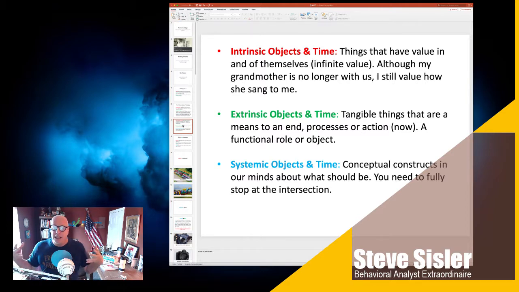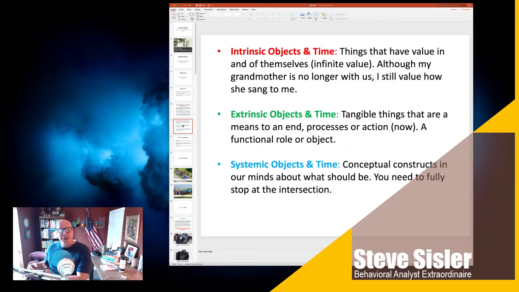Systemic objects in time. Okay, thinking. This is the thinking. So the conceptual constructs in our minds about what should be. In other words, you need to fully stop at the intersection. Something I failed to do once.